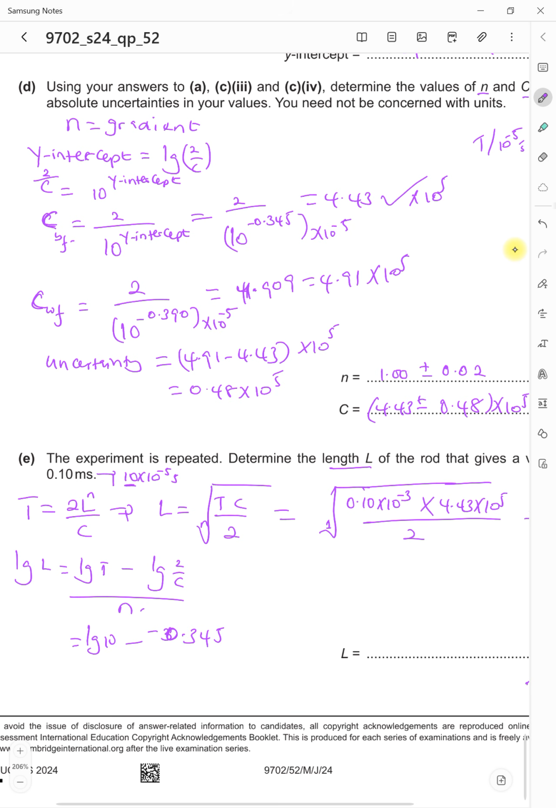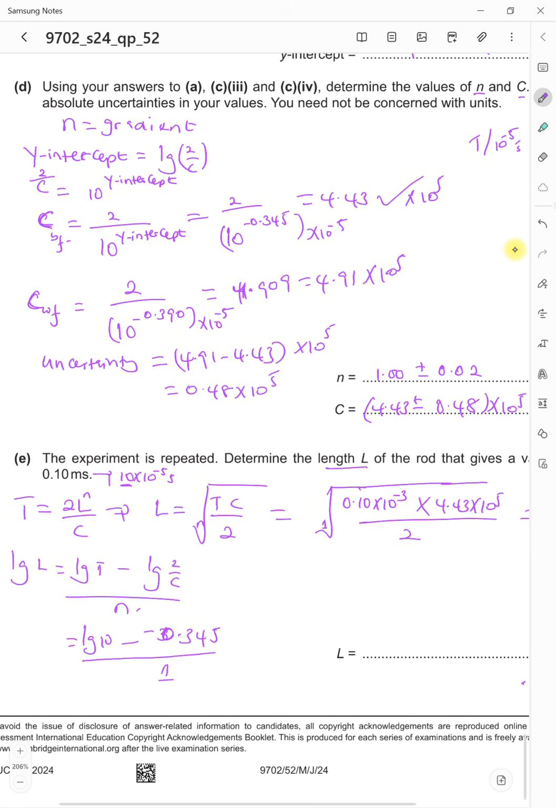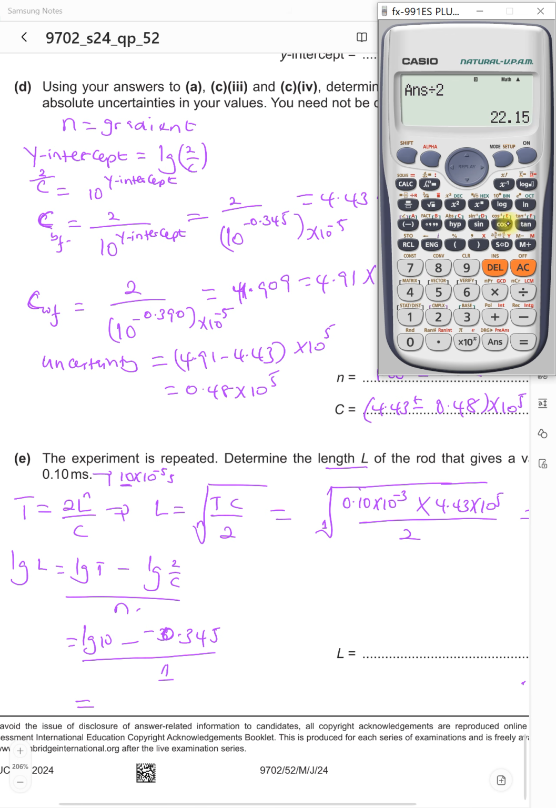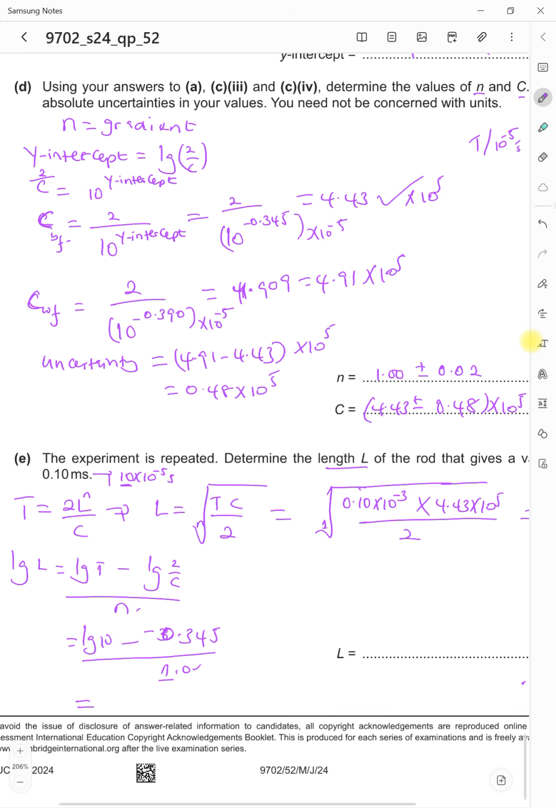0.345. Then I will divide this by n, which is automatically 1. Then I will find the antilog of this. So this is going to be equal to log 10 plus, okay, let me first find the log 10 plus, because it is minus negative 0.345. Then I will divide this by, of course, 1 because my n was 1.00.